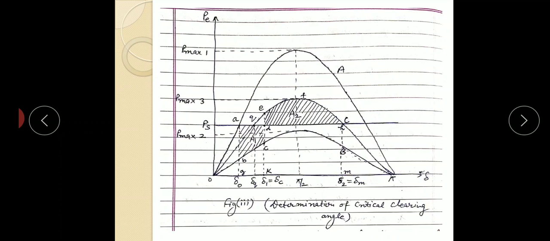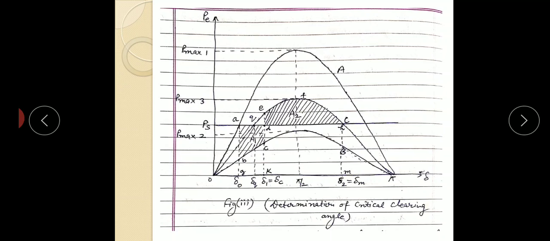It is to be noted that the acceleration area A1 depends upon the clearing angle delta 1, shown here. When delta 1 increases, area A1 also increases, and to find A2 equal to A1, delta 2 is increased till it has a value delta m. This is the maximum allowable value of delta for stability.